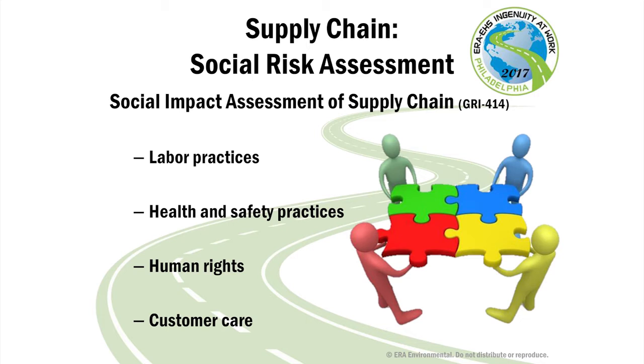So some of the aspects that you will be looking at when assessing the social impact are labor practices, health and safety practices, such as whether or not their safety data sheets are up to date. For example, if they provide you with GHS compliant safety data sheets, or if there are gaps and inconsistencies in the way that all that hazard is communicated to you.